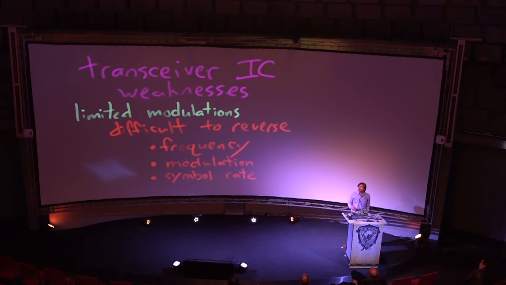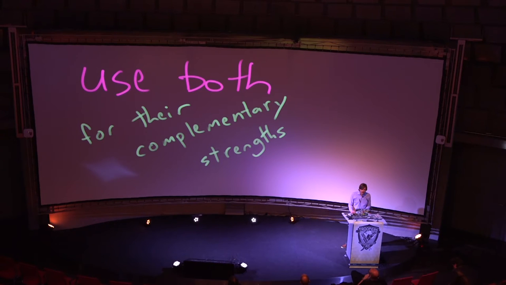Transceiver ICs only support a small finite number of modulations. However, most proprietary low-speed digital wireless communication links only use a very limited range of modulations, like 2FSK or on-off keying. Very simple modulations that you'll find used throughout the vast majority of devices. Basically, any device that doesn't need a lot of throughput is likely to use those very similar modulations that will be supported by most wireless transceiver ICs. So we're going to use both for their complementary strengths.